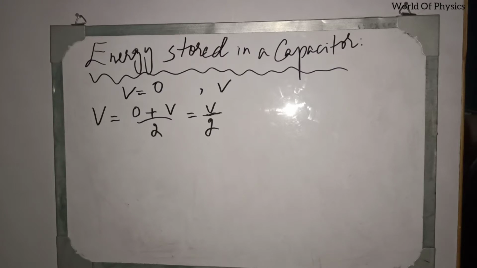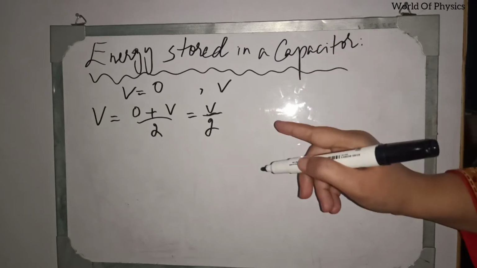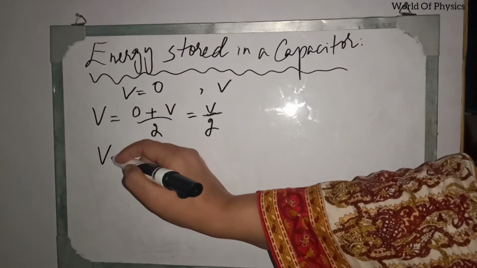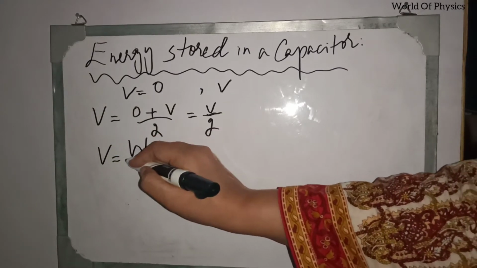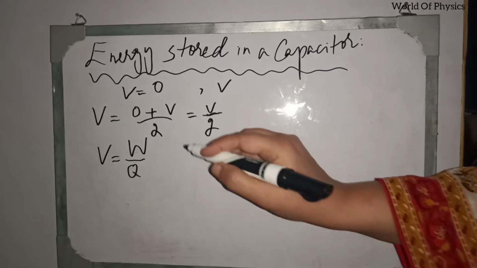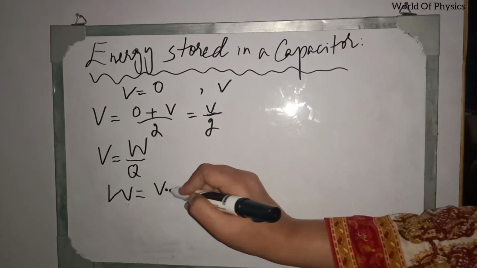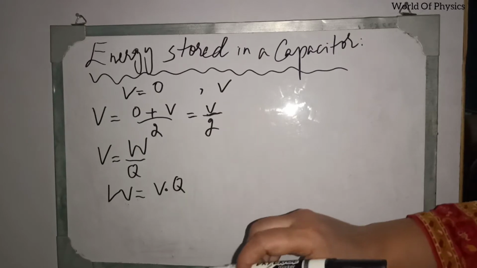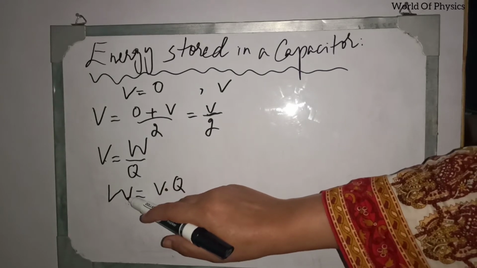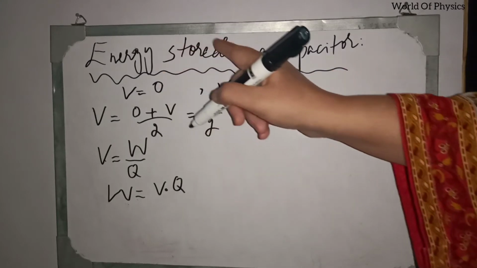Now we will use a relationship between potential difference, work done, and charge. And that relationship is: potential difference is equal to work done per unit charge. By modifying this equation, we will get the value of work. Work is equal to potential difference multiplied by charge, because I have just cross multiplied potential and charge to get the value of work. But here in this case we are going to find out energy stored in a capacitor.